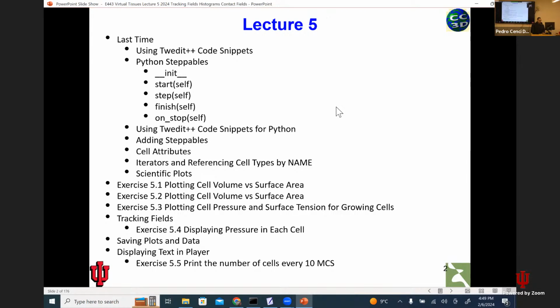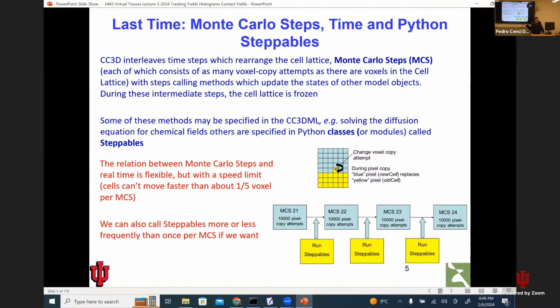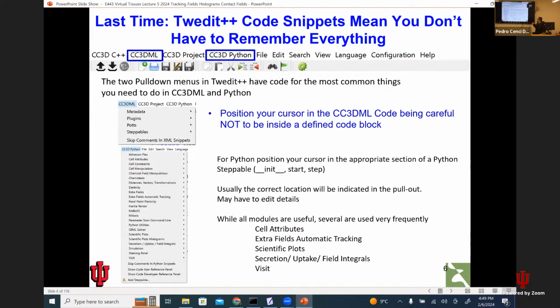So last time, James covered Steppables, how Steppables are implemented in CompuCell. For example, the start function, step function, and finish function. Also, this is important, how you get code snippets from Twedit drop-down menus. If you are in XML, you use the CC3D menu to get codes, easy, and examples, and CC3D Python menu for the Python files.